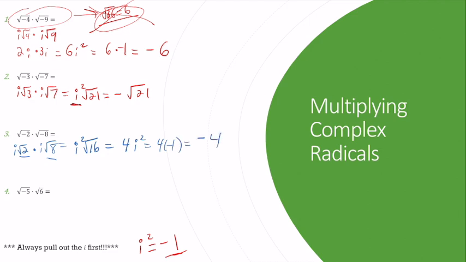Lastly, on problem 4, I only have one square root of a negative number here. I've got i root 5 times the square root of 6. That leaves me with i root 30, and I can't simplify the square root of 30 any further because there are no perfect squares hiding in there.